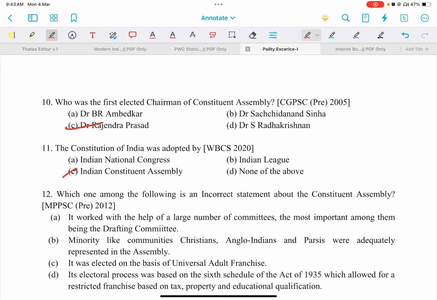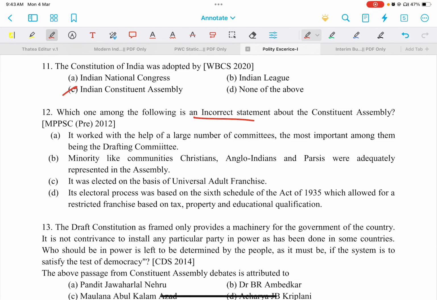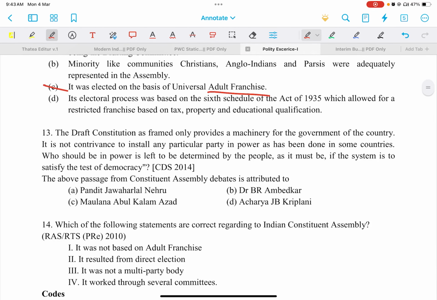Which one of the following is incorrect statement about Constituent Assembly? Incorrect statement means it was elected on the basis of universal adult franchise. The draft constitution is framed only to provide a machinery for the government of the country.